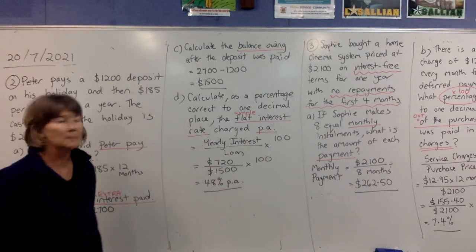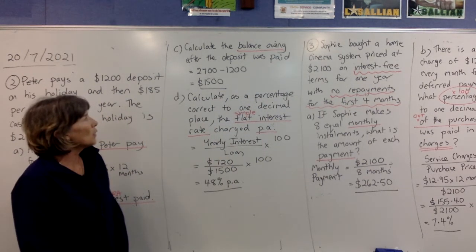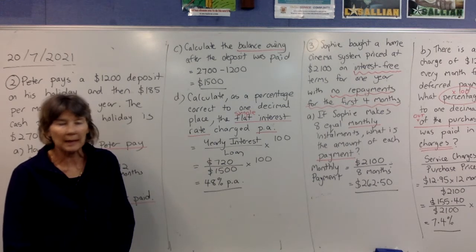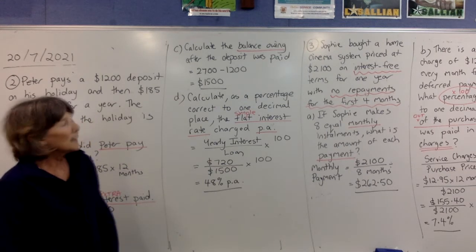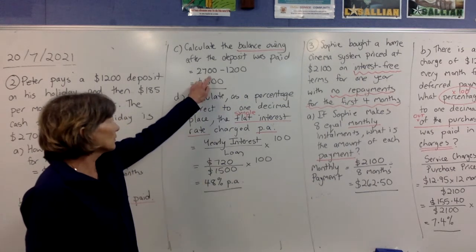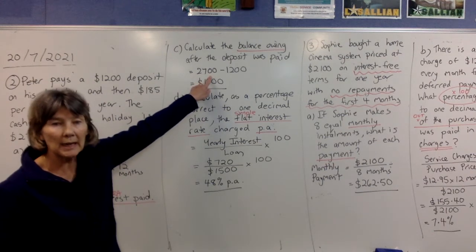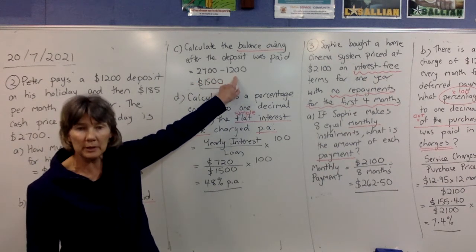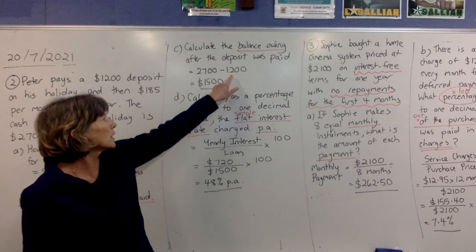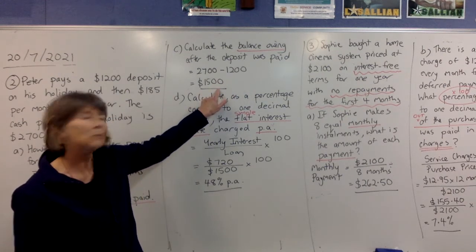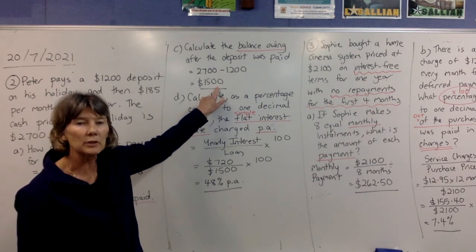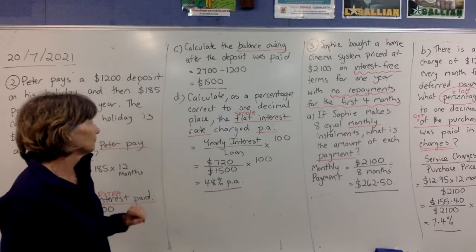Okay, part C. Calculate the balance owing after the deposit was paid. So, he had a cash price of the holiday of $2,700. He had a $1,200 deposit, so he paid that. So, what was left to pay was $1,500. So, that's the balance he owed.